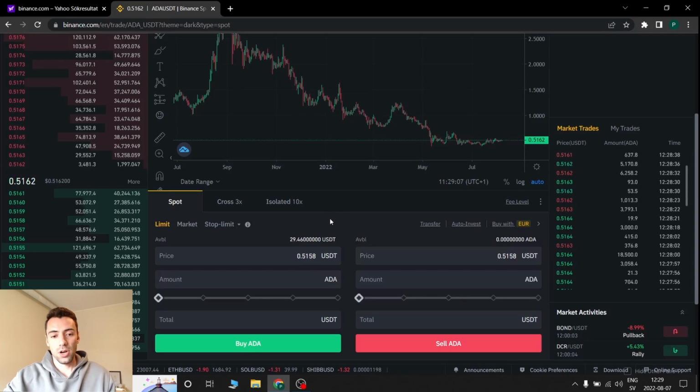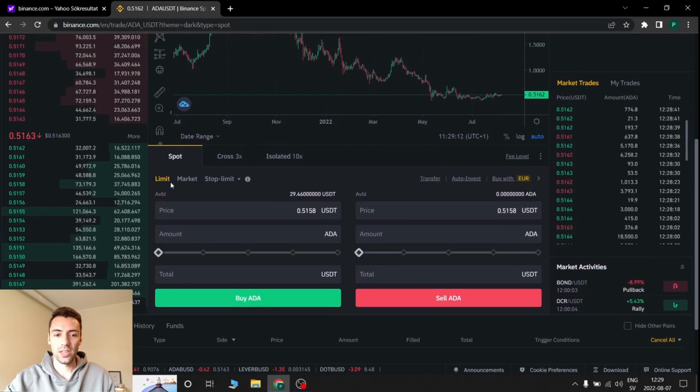But in the spot, you have limit, market, stop limit, and this trailing stop, which is a new feature that was added to Binance. And we have OCO. I'm going through all of them on the next video, what's the difference between them, but I'm just going to show you a simple example of this.